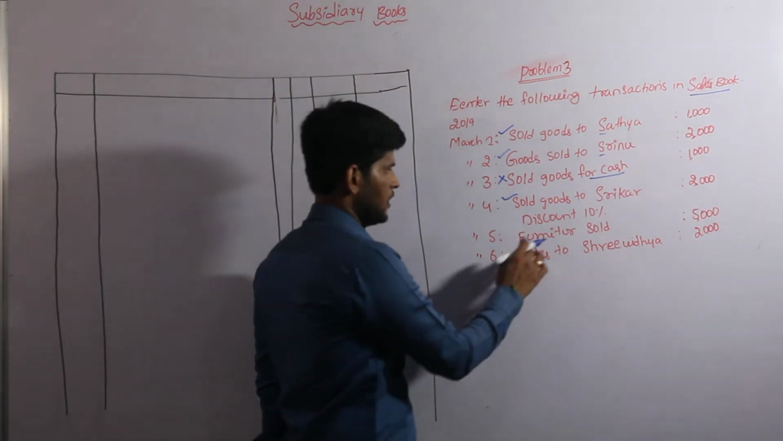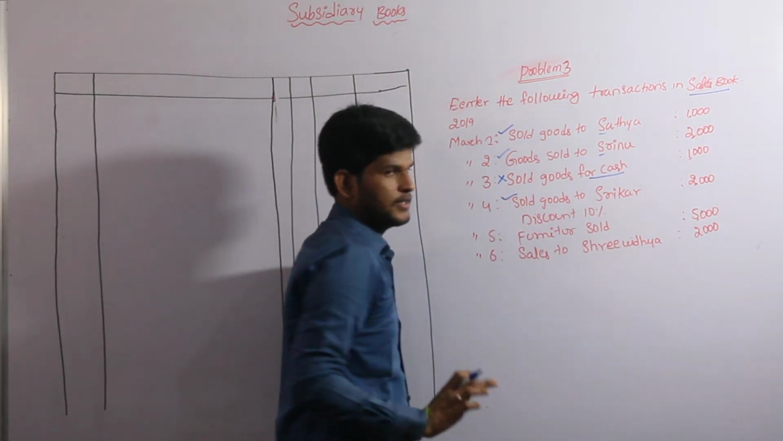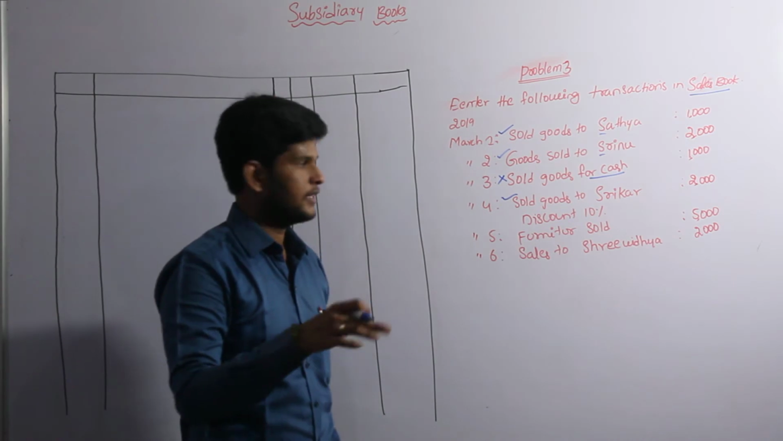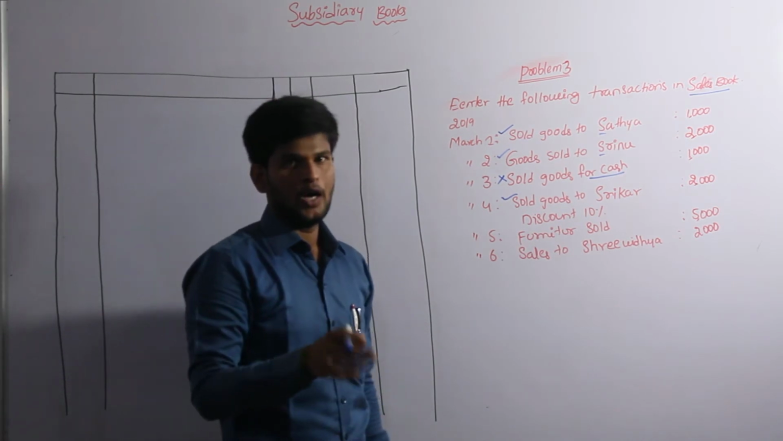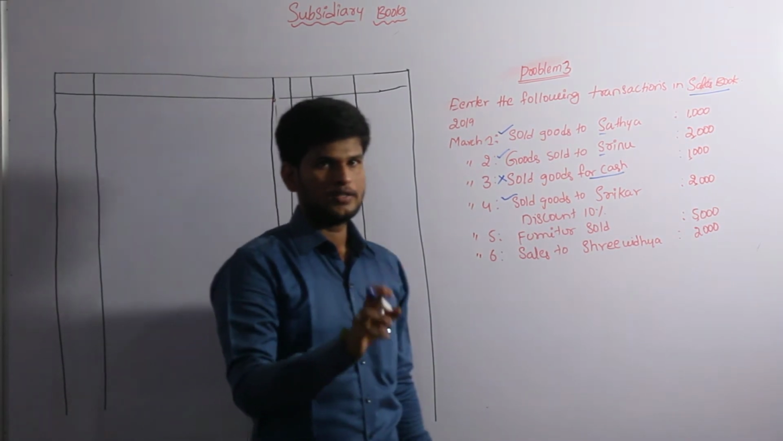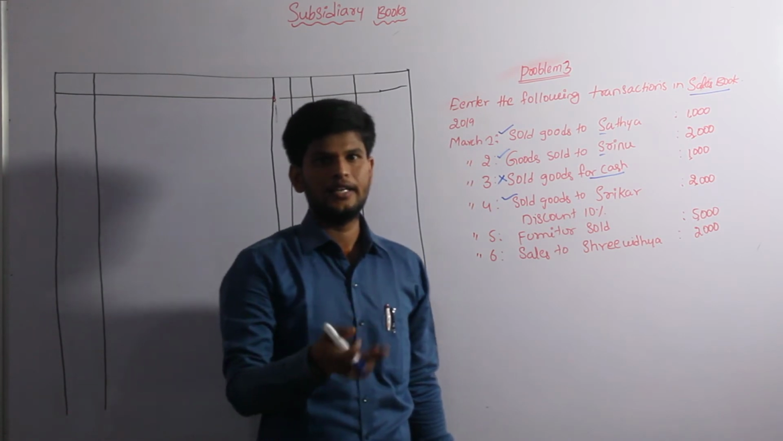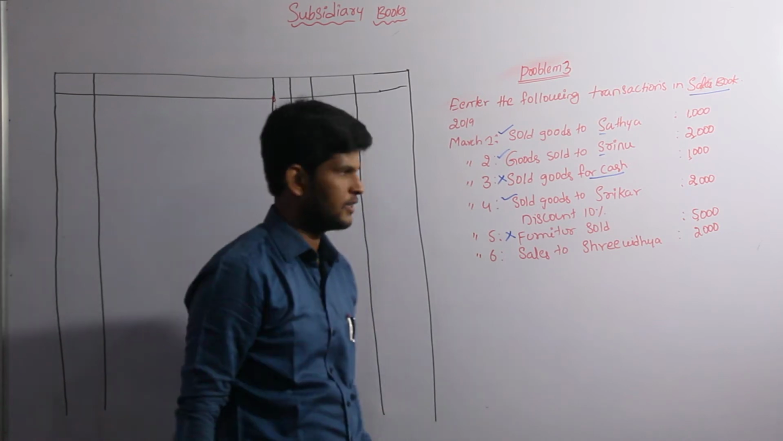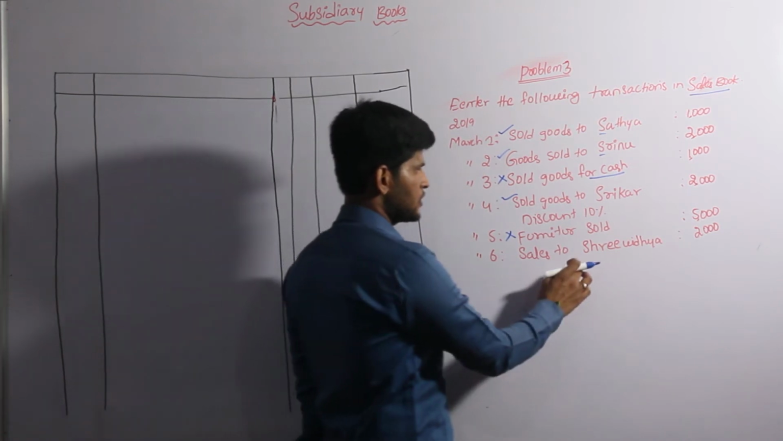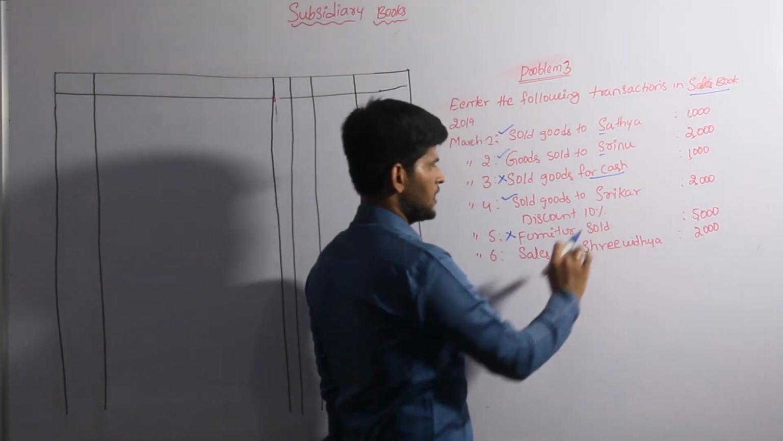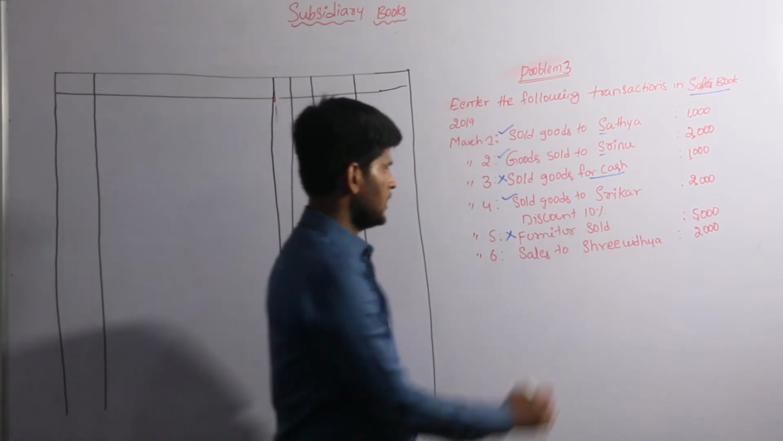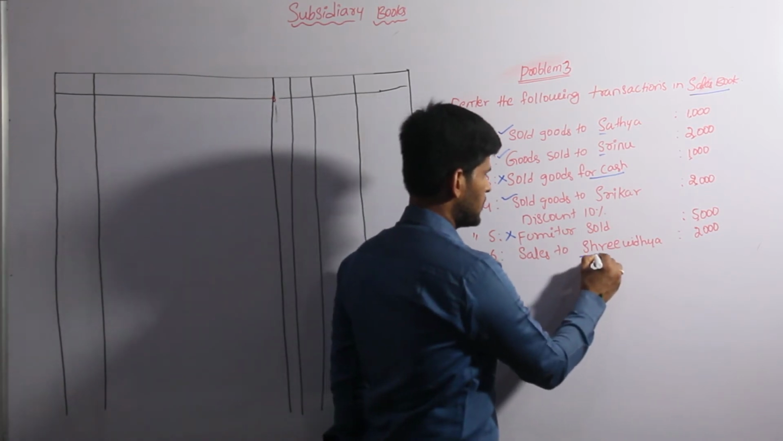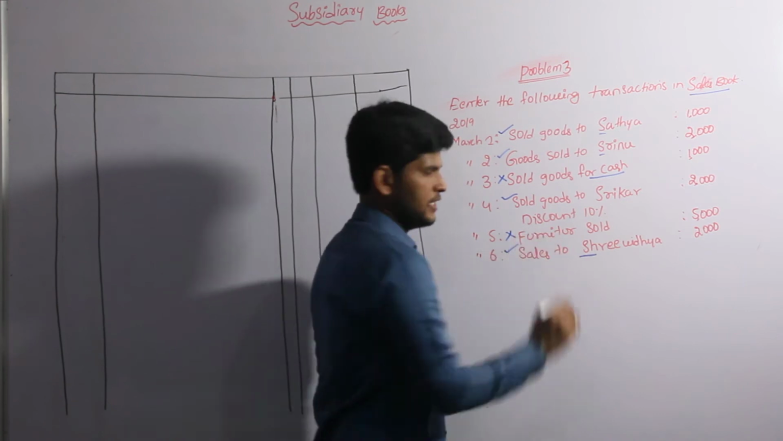And come to the next one, furniture sold. Here there is no name of the person and there is no cash word. So we have to assume that all selling processes without a name are in the form of cash terms. So this also we have to cancel. And come to the next one, sales to Sri Vidya. Directly we are selling to Sri Vidya, means it is also a name of the person. We have to consider this one also.